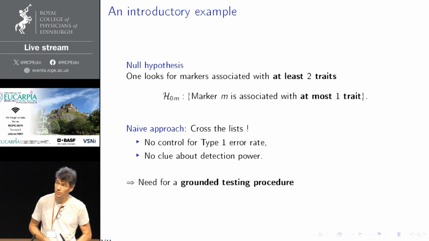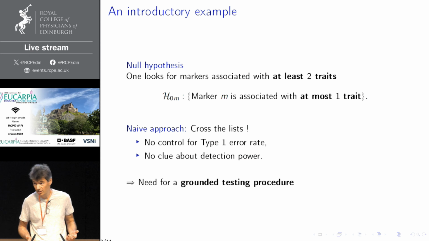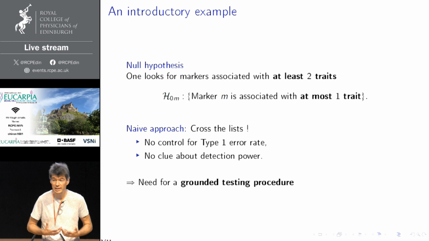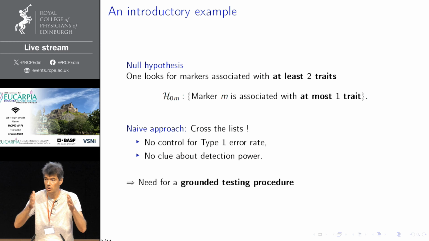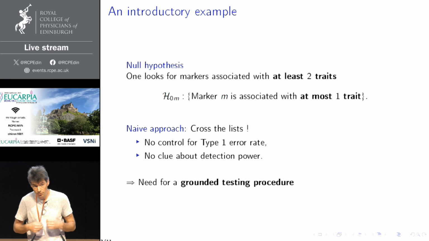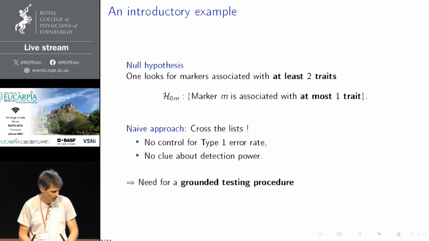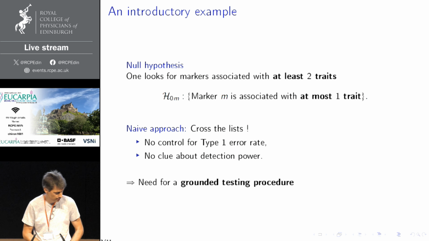Well, in practice, if you just look at what is done in the bibliography, there is a naive approach that is just to cross the list of candidate QTL. So you have one list of QTL candidates for each of the GWAS. You cross the list, and if you have candidates that appear in several lists, then you have your guys that are associated with more than 2 traits.